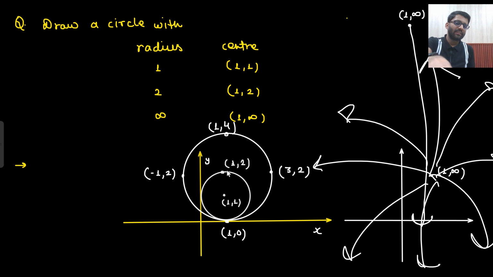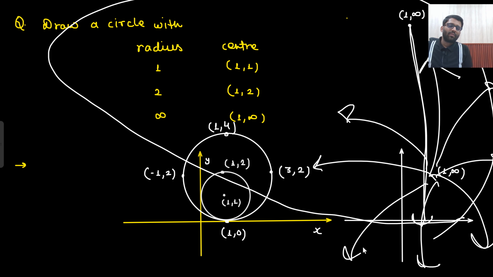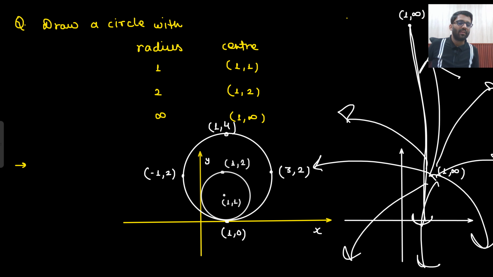Here the center was 1 comma 2 and the radius was 2, so it was coming to the x-axis only. In this manner as well, the center is 1 comma infinity, but the radius is infinity, so infinity distance you need to cover. That means again you will be coming on the x-axis only. So the circle will be like this, and a very big circle will be there. So how will it look? It will look like a line on the x-axis.